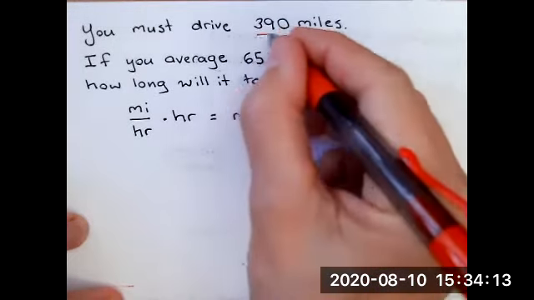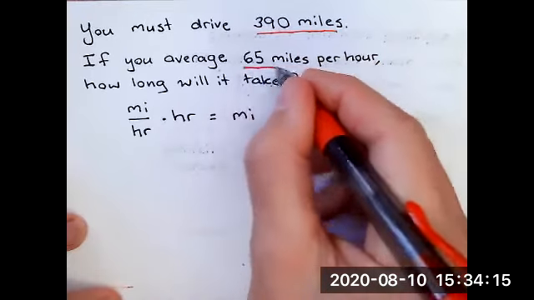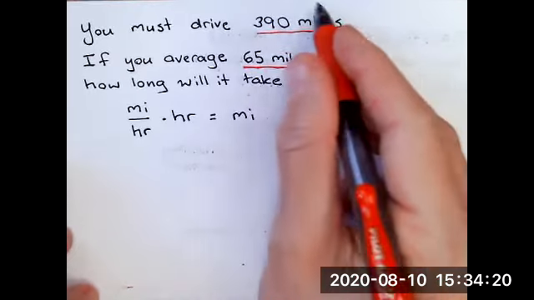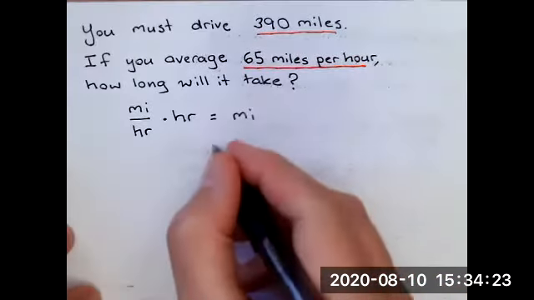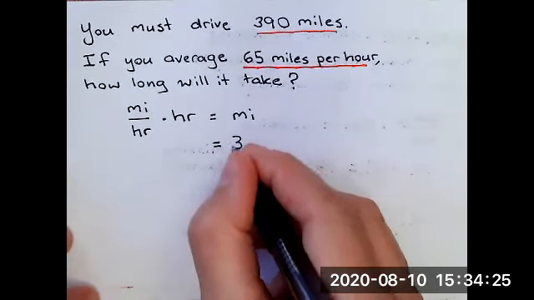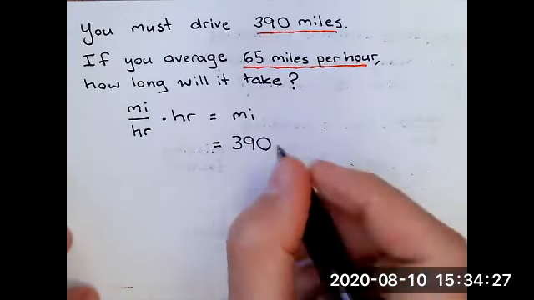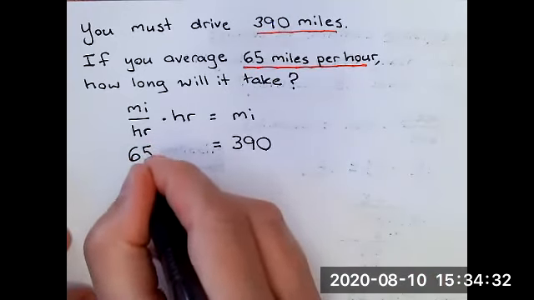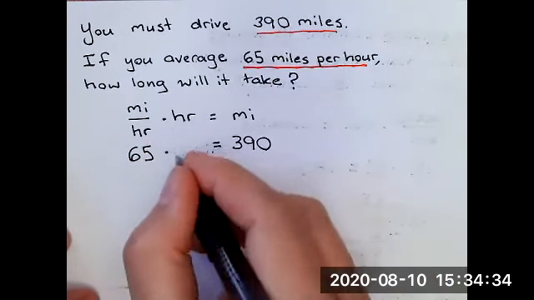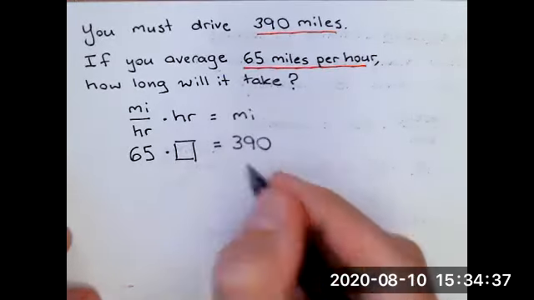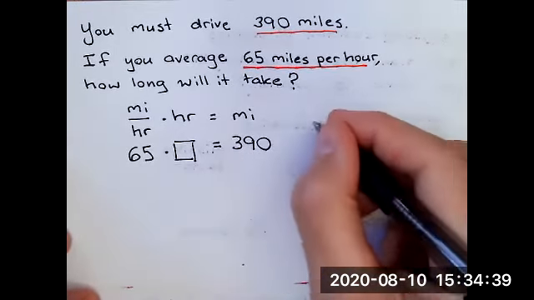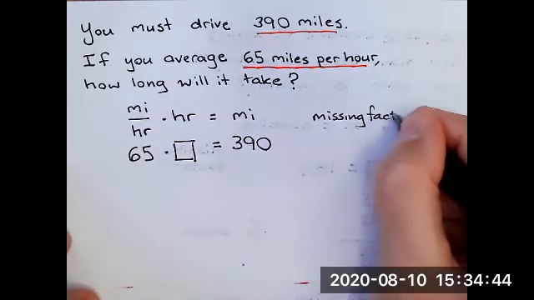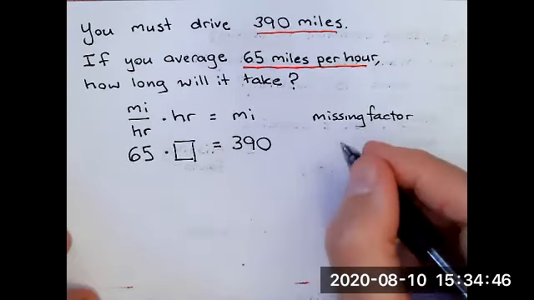We're given 2 quantities, and we have to find the third. So 390 is the total number of miles, so that goes here. 65 is the miles per hour, and what we're looking for is the number of hours. So this is a missing factor, and we want to divide the product.